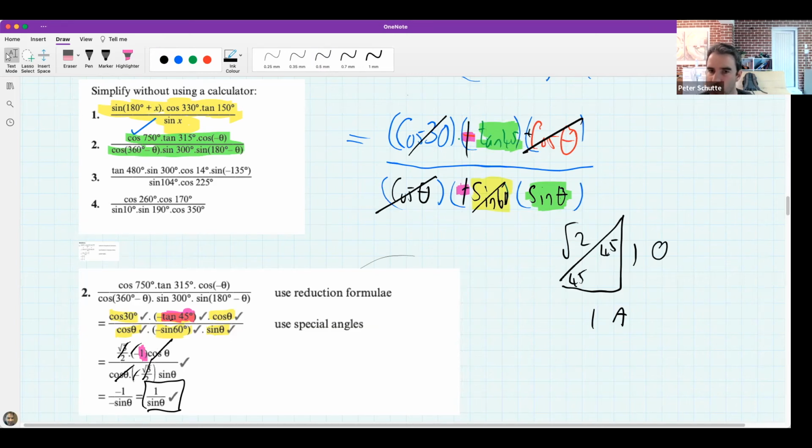Okay, Figueroa, let's go to your question. Yeah, so I got, wow, I got -1 over sine theta. But how do the negatives cancel out? So the negatives cancel out because there are only really two negatives in this whole question. The one negative is over here, it's the minus tan of 45. And then there's the minus sine of 60. So there are only two negatives in the whole question, so they cancel each other out. Oh, okay. Right. Okay. Yeah.